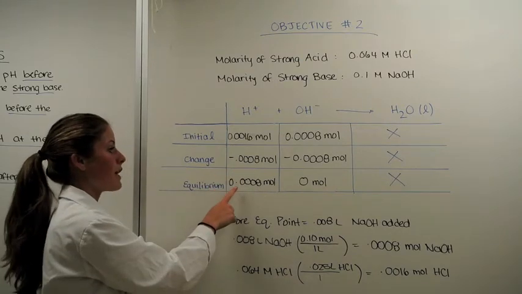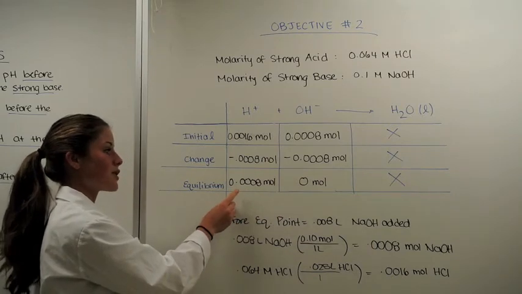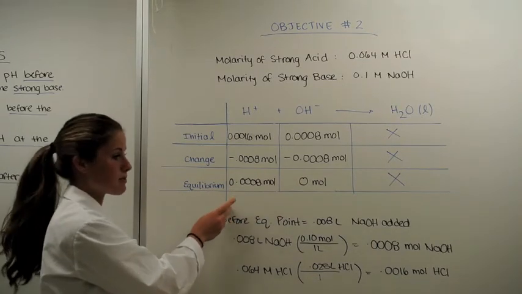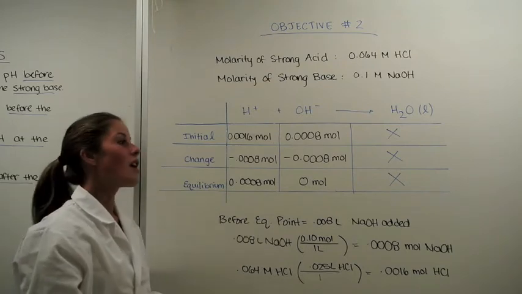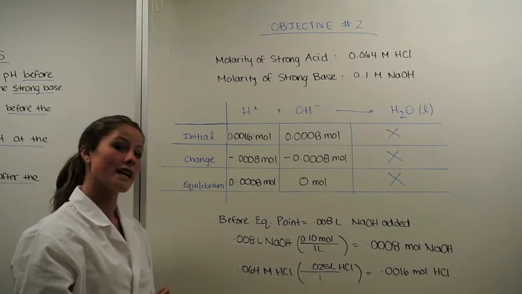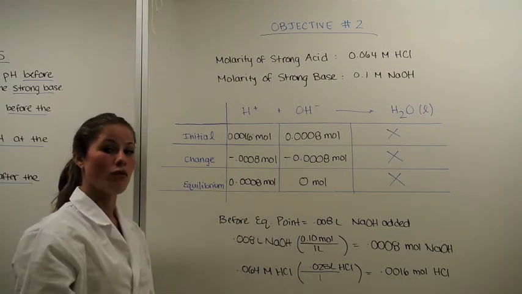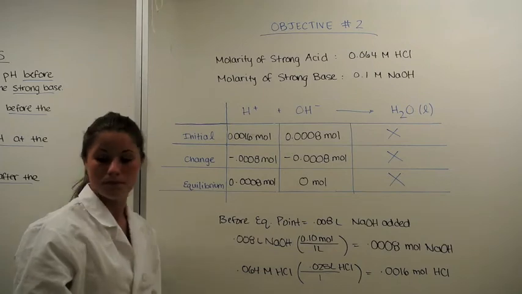From there, we get 0 moles of OH-, and we get 0.0008 moles of H+. Now that we have the number of moles of H+, we can use pH equals negative log of the concentration of H+ to determine the pH before the equivalence point has been reached.